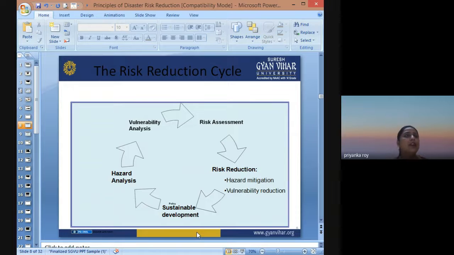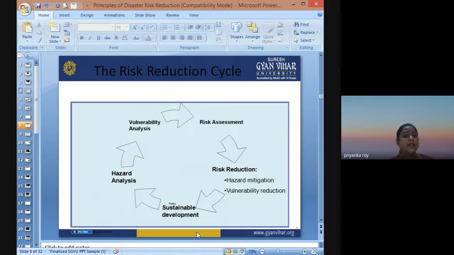Then vulnerability reduction can be done by giving training programs, mock drills, awareness camps, and assistance, which can serve as vulnerability reduction.